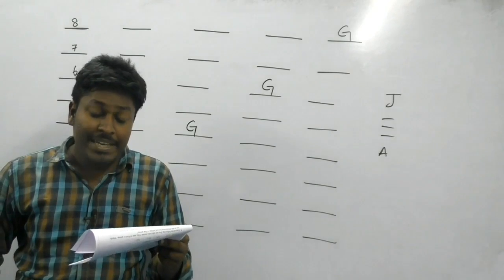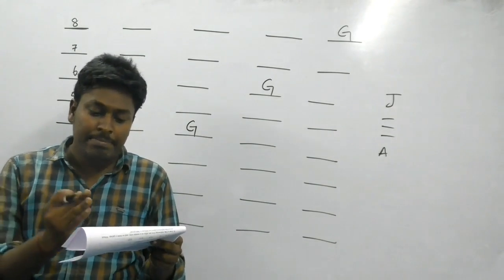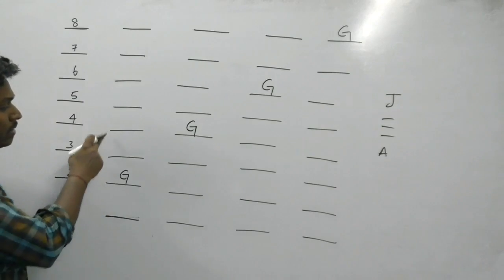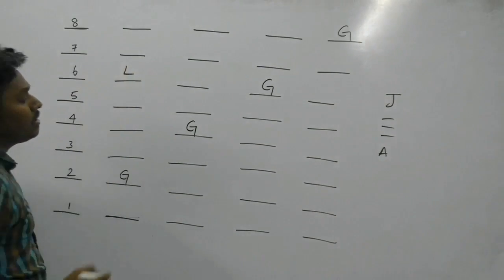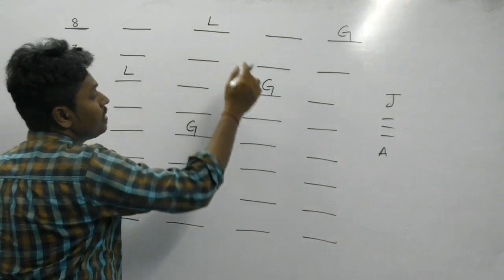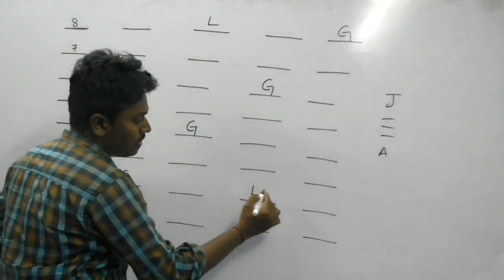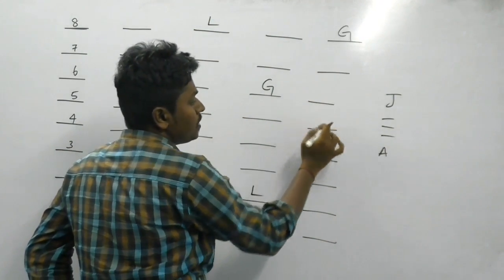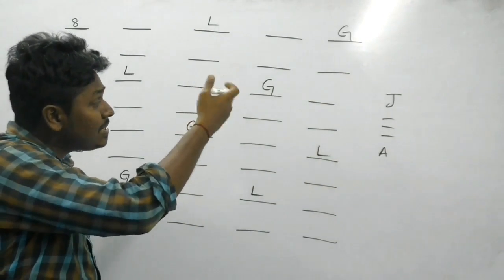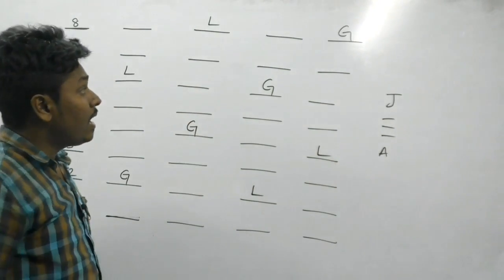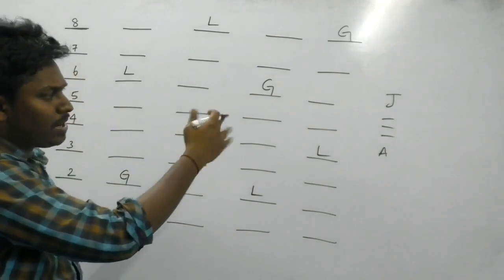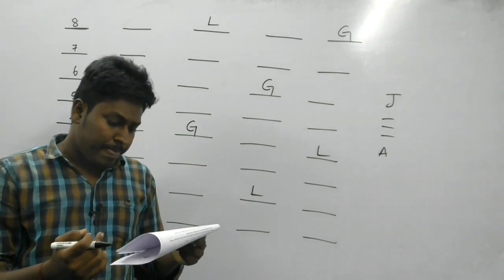3 persons live between L and G. They have said that there are 3 persons living between L and G. So if G is here, 1, 2, 3, L should come here. Similarly, 1, 2, 3, L should come here. In every case we are making 3 persons between G and L, and still we can't apply that condition in any case. Okay, leave this condition. Next line.